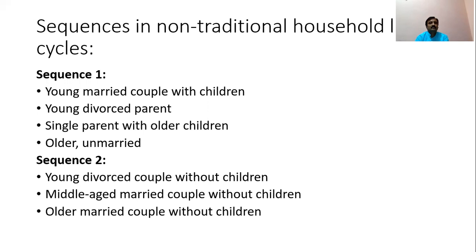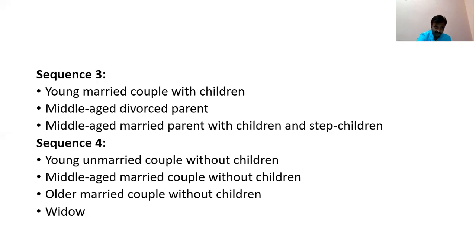And in the case of sequence 2, young divorced couples without children. They have just married and then divorced, without children. And middle-aged married couples without children. Sometimes we come across middle-aged married couples even without children. And older married couples without children. Sometimes we have older married couples with or without children. And in the next sequence we come across young married couples with children. Just married and they have children. And middle-aged divorced parents, this situation we also come across. And middle-aged married parents with children and step-children.